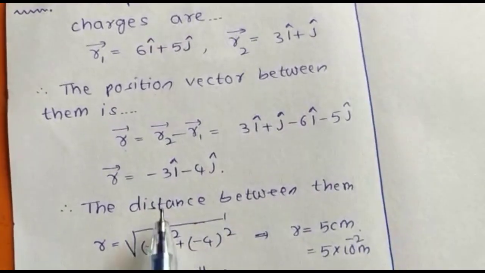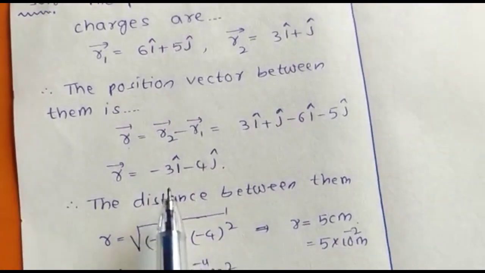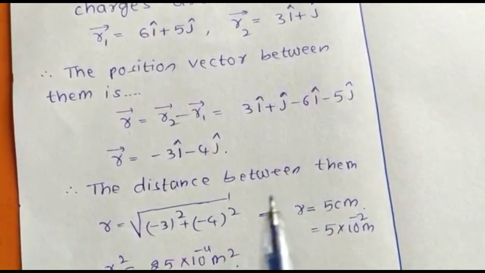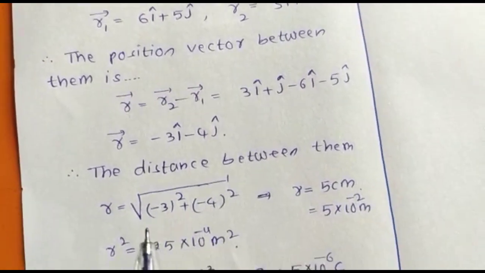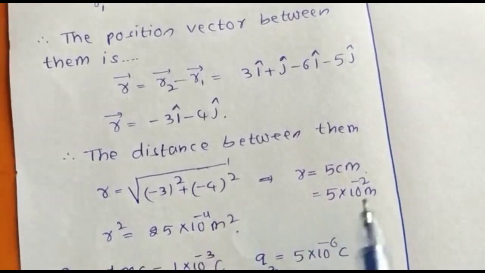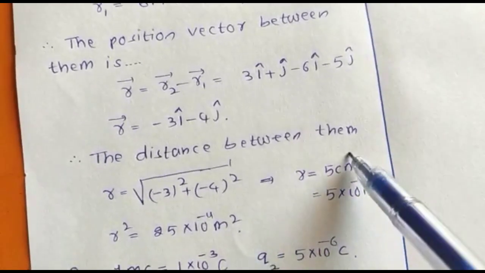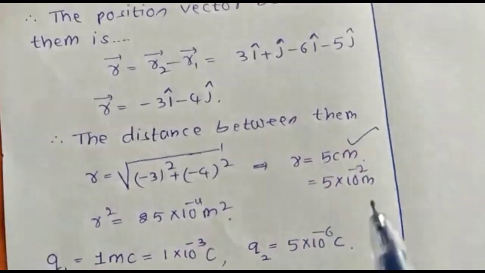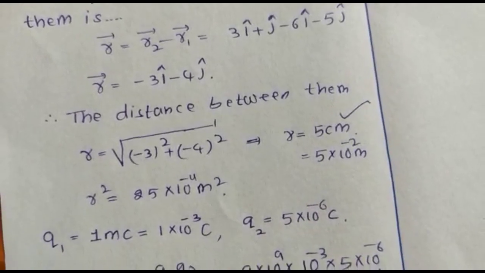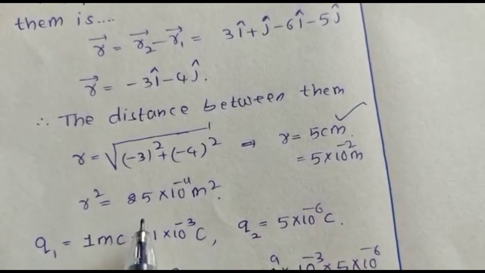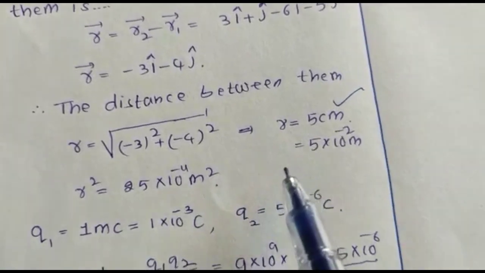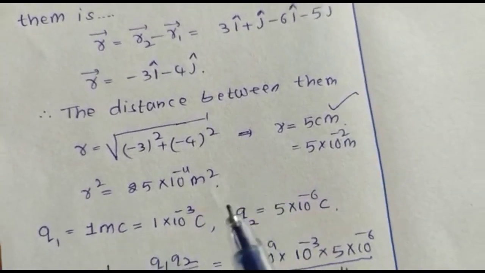When you know the vector in coordinate form or position vector form, the magnitude of the distance between them is given by r equal to square root of minus 3 whole square plus minus 4 whole square. If you simplify, you get r equal to 5 centimeter, that is 5 into 10 power minus 2 meter. Once again, I am calculating r square equal to 25 into 10 power minus 4 meter square. Just square it, because we need r square, not r.